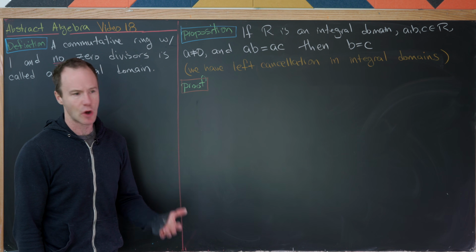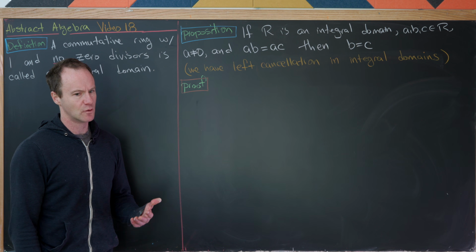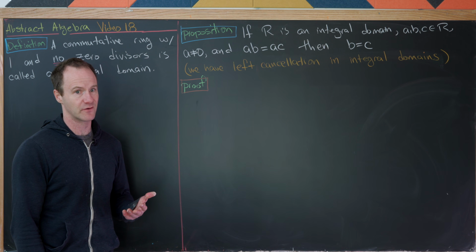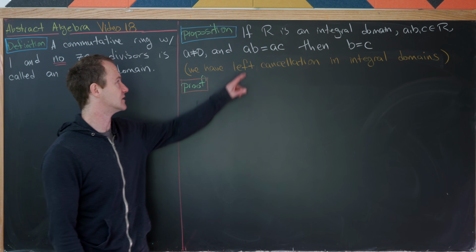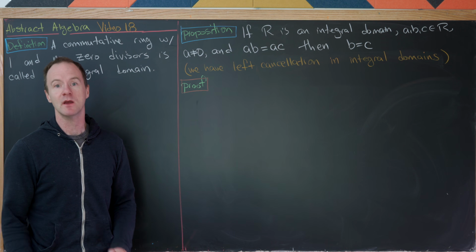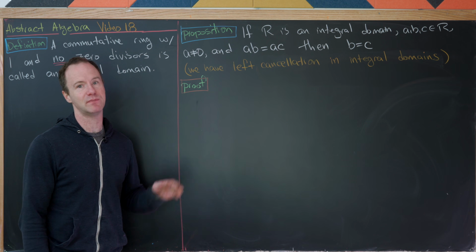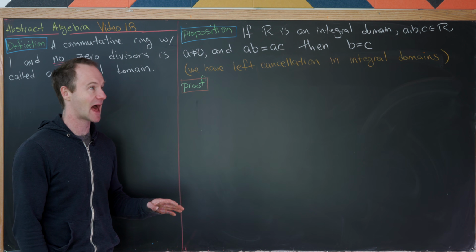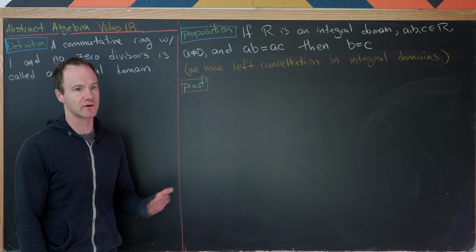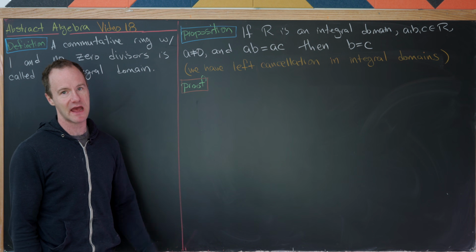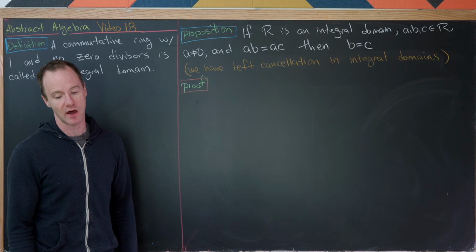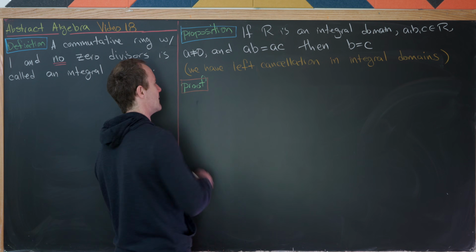Now this may seem totally obvious because when solving equations over the real numbers, we can immediately do this by dividing by A. But let's recall we're in an integral domain here, and A may not be a unit. It may not have a multiplicative inverse. So we can't just multiply by A inverse. We've got to see another trick. Okay, so what will that be?